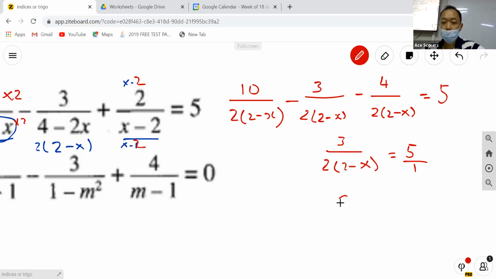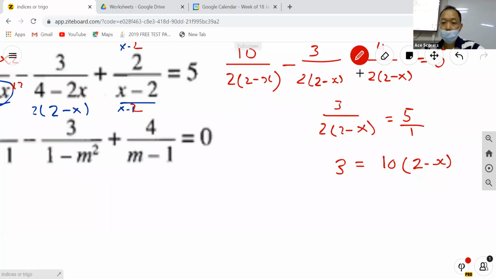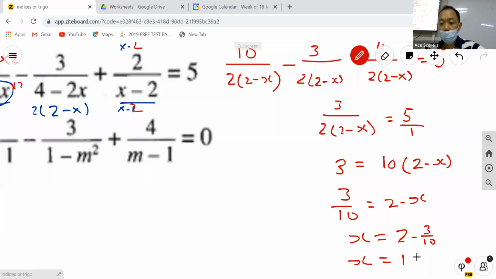So the 1 times here, 10 times (2 minus x). Okay, so we continue, 3 over 10 equals 2 minus x. And x is here, x equals 2 minus 3 over 10. So it's a decimal. 1 and 7 over 10. You get it? No, 1.4. 4. How come? 4. 3.